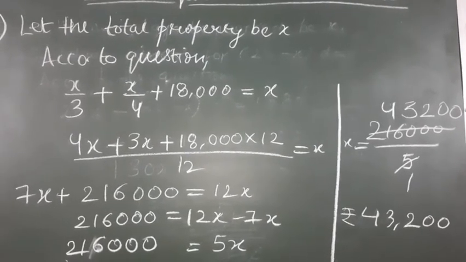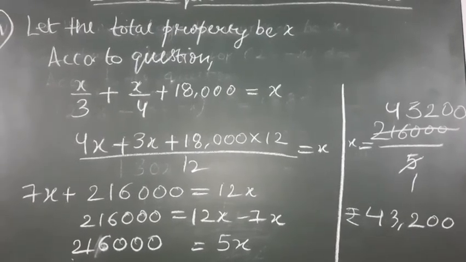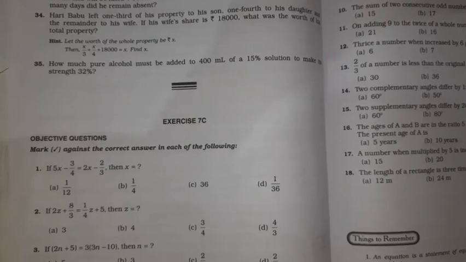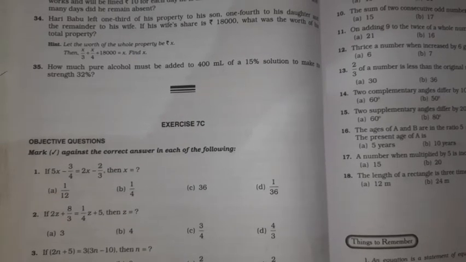And I hope you must have understood this question also. Moving on to the next question, students. So students, the next question is how much pure alcohol must be added to 400 ml of a 15% solution to make its strength 32%. So let's begin to solve this question.